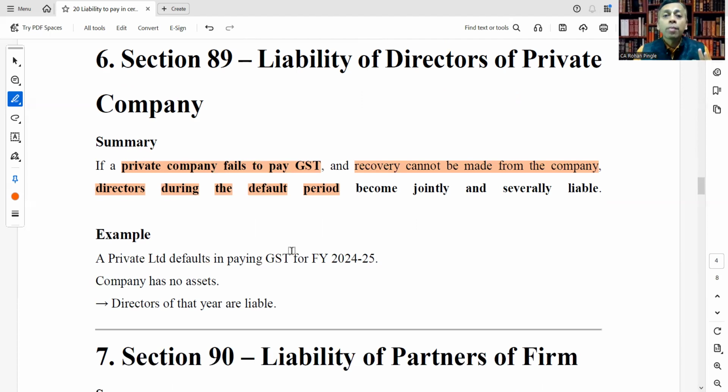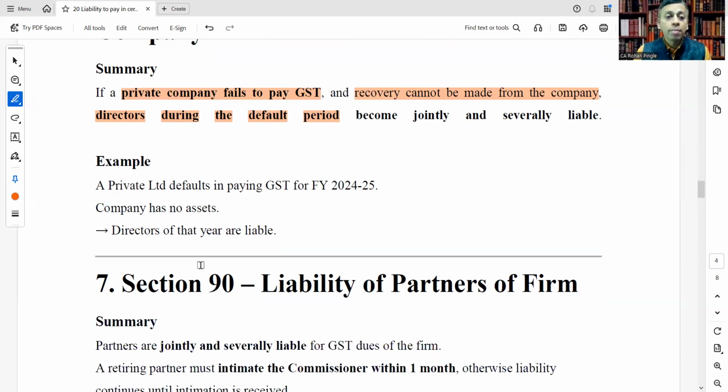Section 89 talks about liability of directors of a private company. If a private company fails to pay GST and recovery cannot be made from the company, directors during the default period become jointly and severally liable. For example, a private limited company defaults in paying GST for 24-25. The company has no assets. Directors of that year are liable.